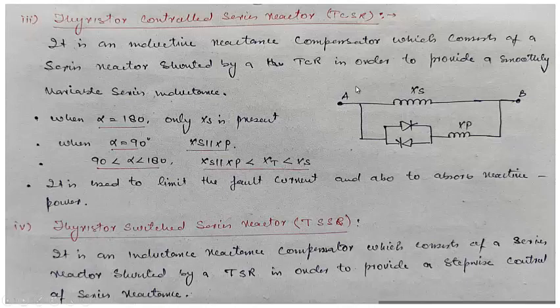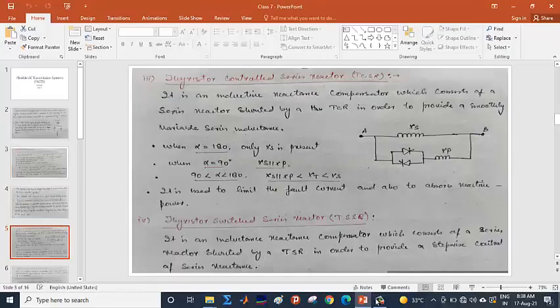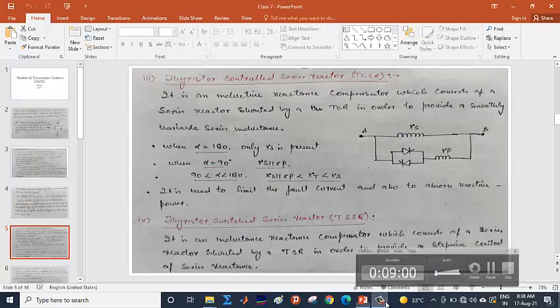We may have another configuration of this circuit. We may have a TSR instead of TCR, and then in that case we will be having thyristor switch series reactor, that is TSSR. So again, it is an inductive reactance compensator which consists of a series reactor shunted by a TSR, that is thyristor switch reactor, in order to provide a stepwise control of series reactance. In this case, we have a stepwise control.